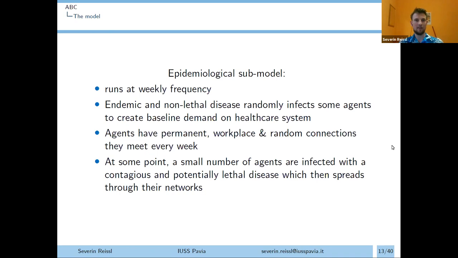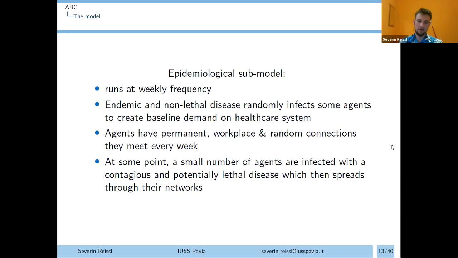Like acquaintances or encounters during leisure time, shopping, whatever. And these are reshuffled in every period. Then at some point during the simulation, we inject a small number of agents who are exogenously infected with a contagious and potentially lethal disease, which can then spread among this network. And it spreads in the following way.